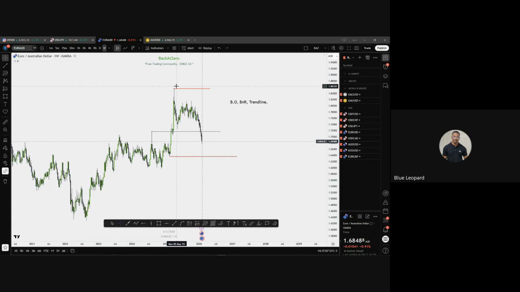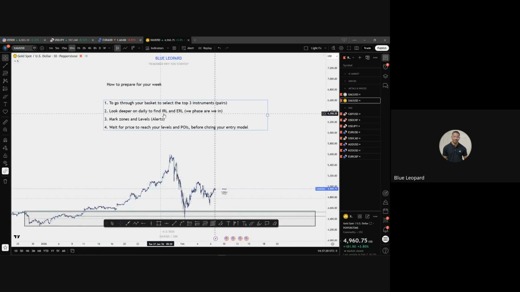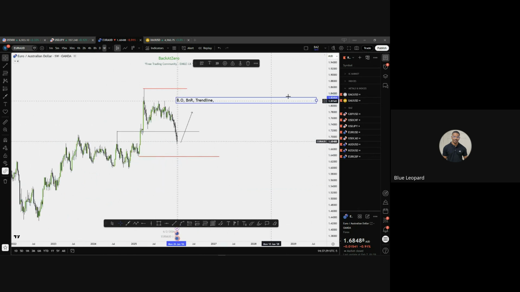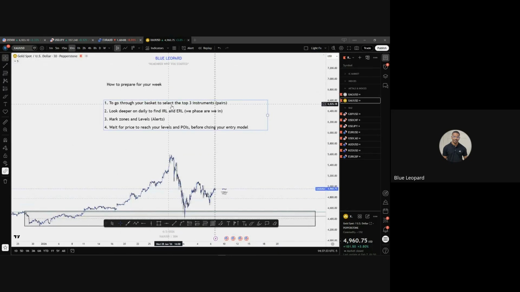So this is my range, and price is pulling back inside. Am I expecting to see price move up? I don't know. I will see how price behaves, but this is the weekly candle. So I told you the second step was to look deeper on the daily to find the internal range liquidity and external range liquidity, okay? So here was an example to show you how you can look to understand where you are, because on the weekly time frame, we choose the basket.